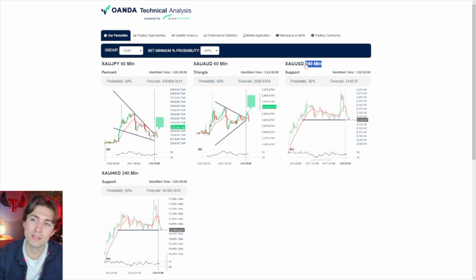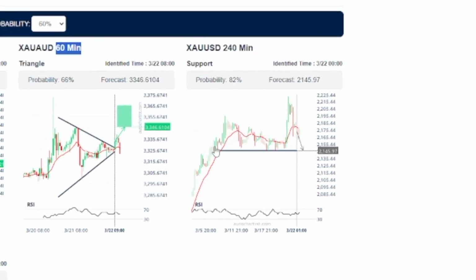And by the way, I do like that it gives you the 4-hour, the 1-hour chart, right? 60-minute. It's giving you notifications on how up to date or how long-term or short-term this idea is that's being generated. So you can see that gold has a support level around 2,145. The software has spotted that, and it's suggesting that we could be seeing a move, an 82% chance that we'll see a move down to that level. And here's the identified time on the actual setup.